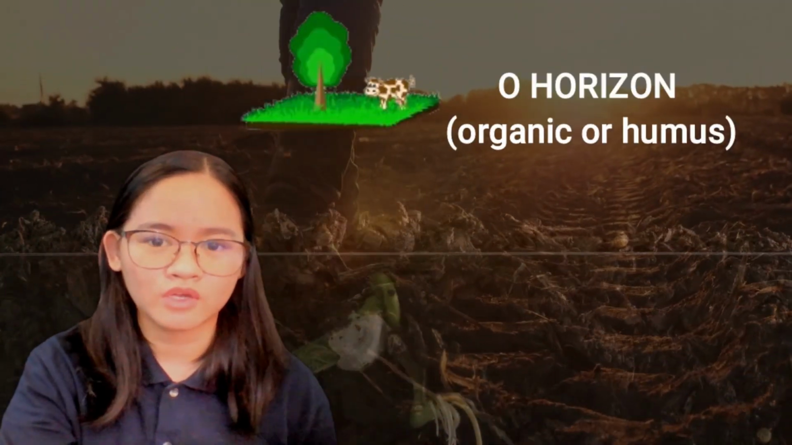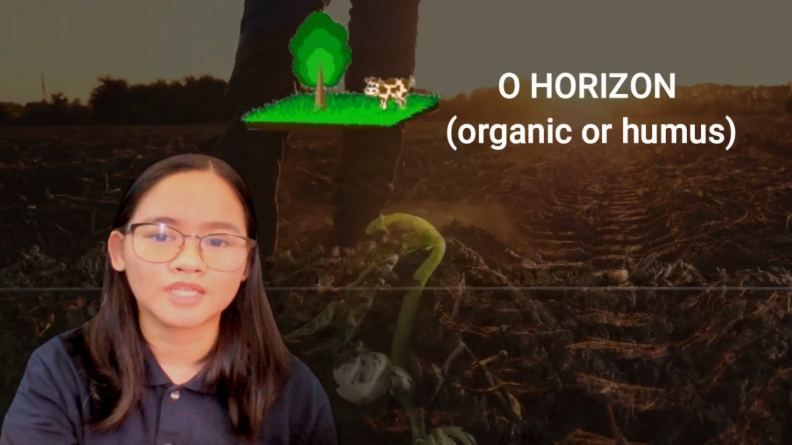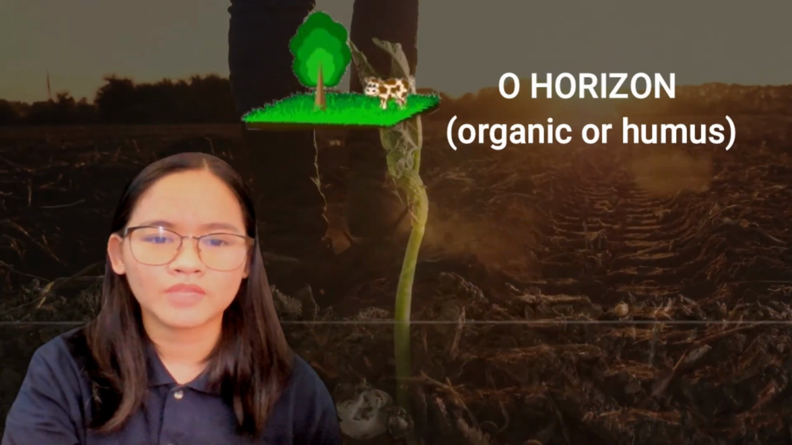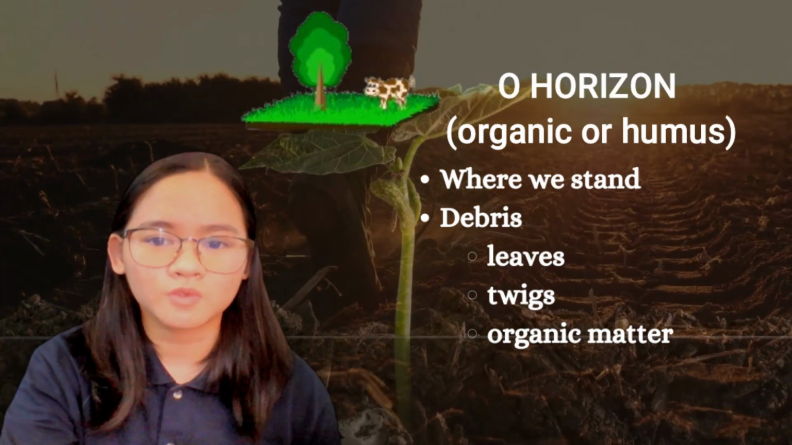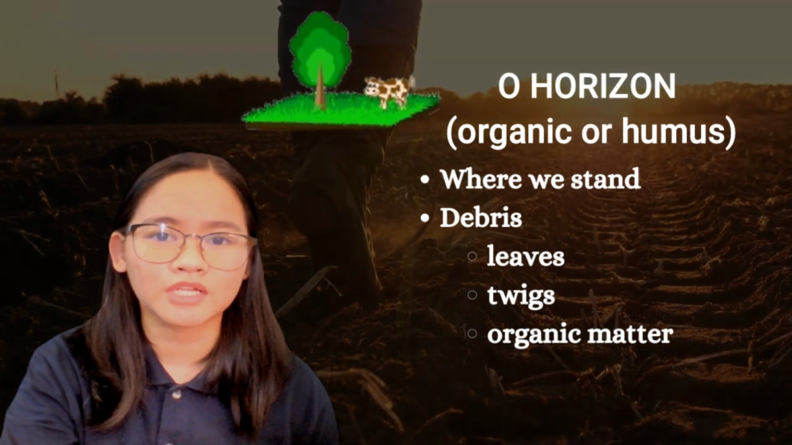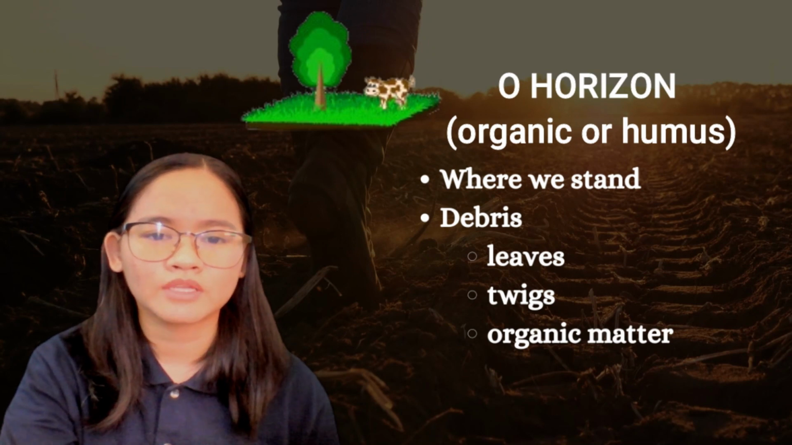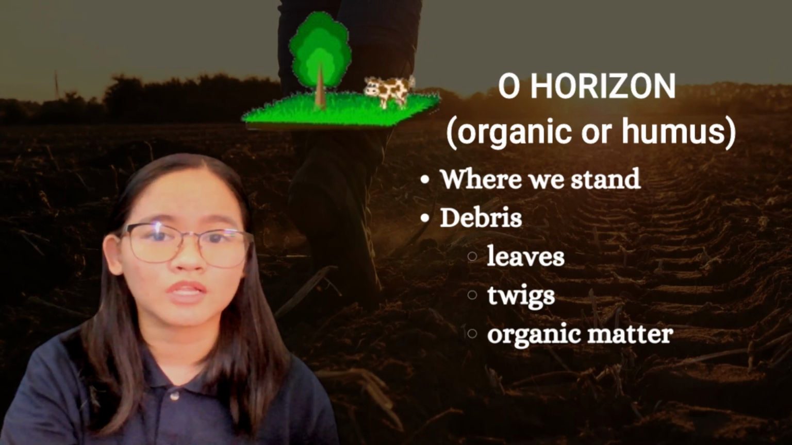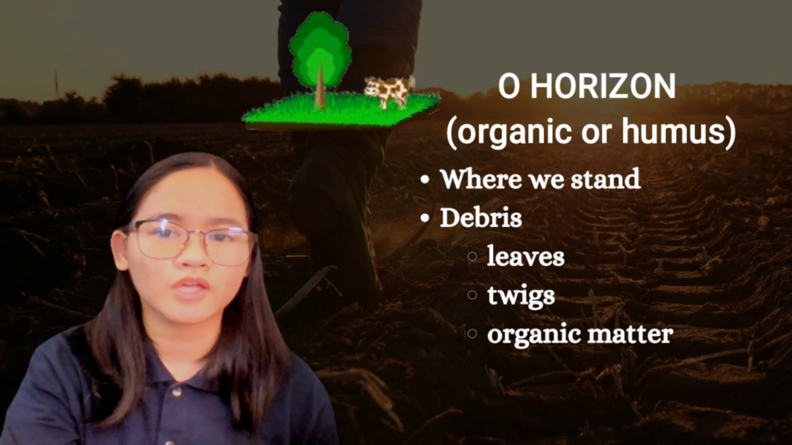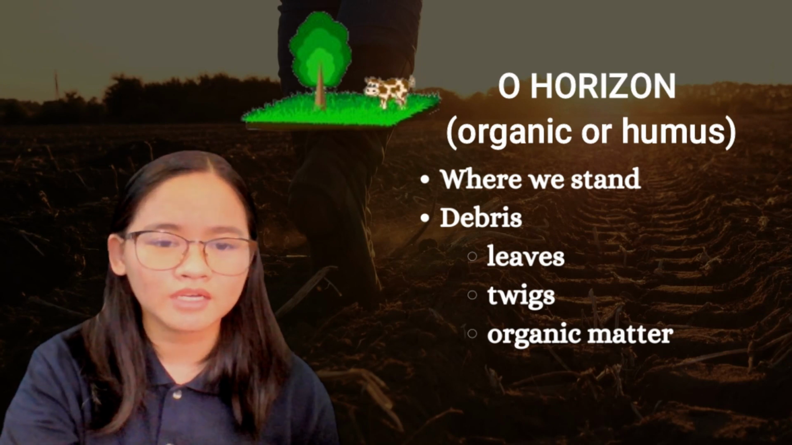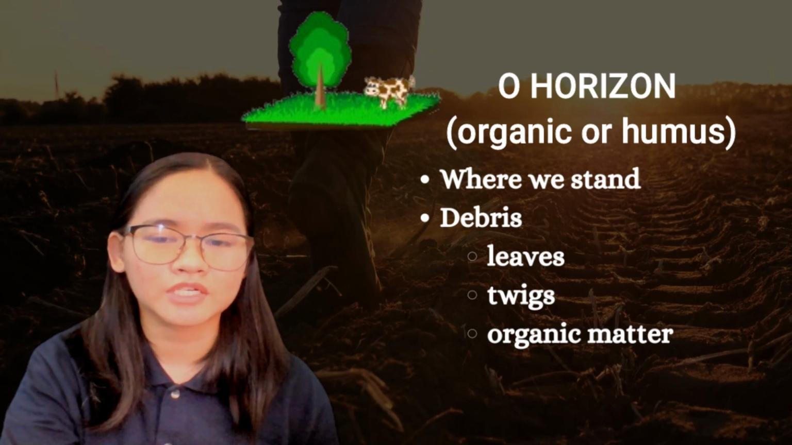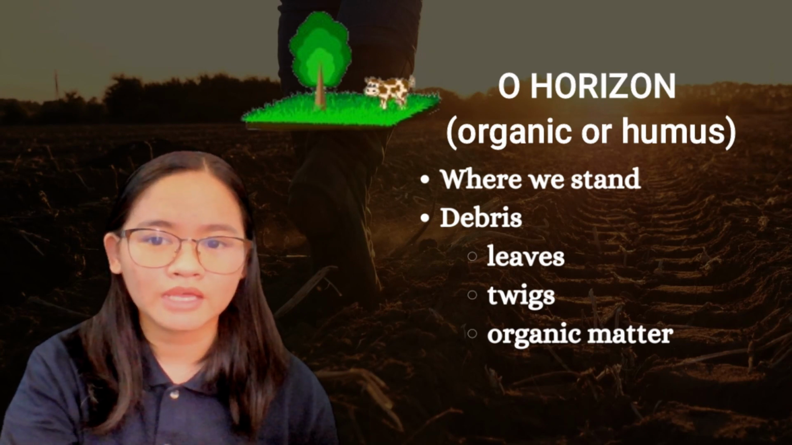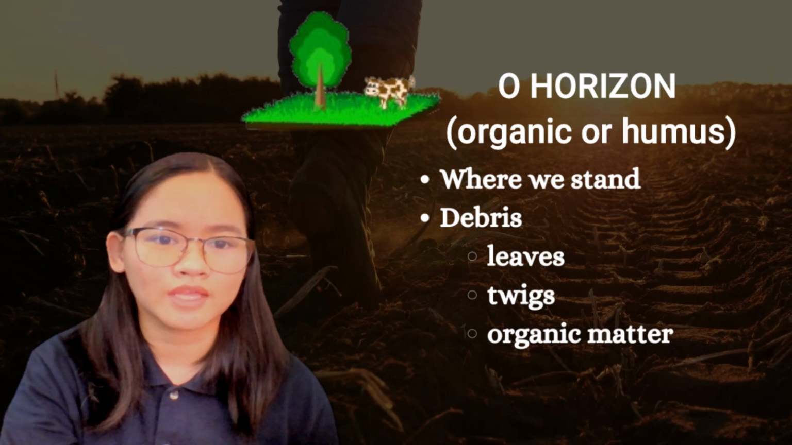So the one on which we stand is called the O horizon, or the organic layer, also called the humus layer. It is composed of decayed plant debris such as leaves, twigs, and other organic materials that form humus. This tells us how fertile the soil can be. Based on the soil type, it may be thick, thin, or completely absent. This layer is critical for plant development and is often extremely nutrient dense.